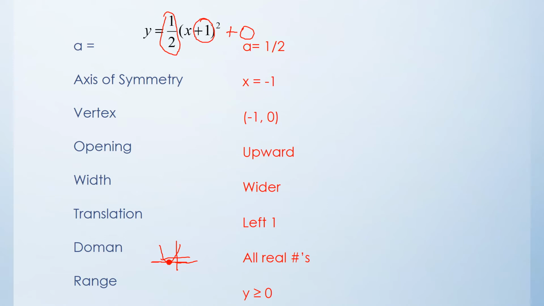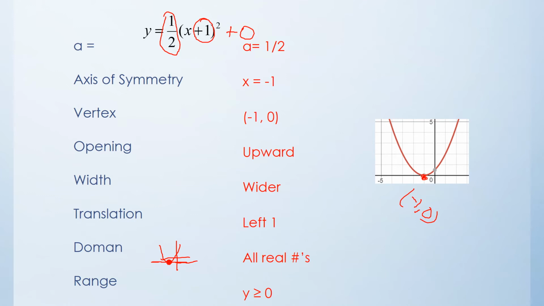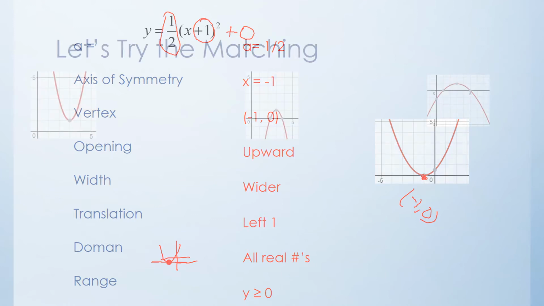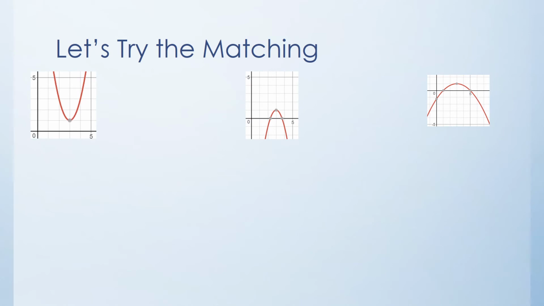So that means the range is all values greater than or equal to 0. And it looks like this. And once again, our vertex is at x is -1 and y is 0. Okie dokie? All right. Let's try some of the matching at the bottom of the next page.